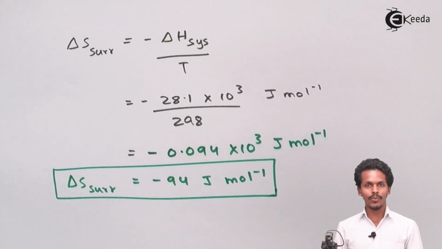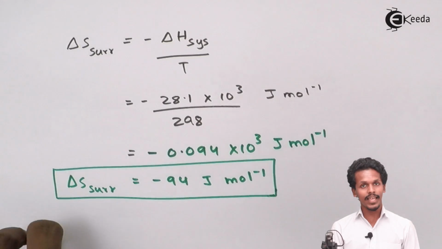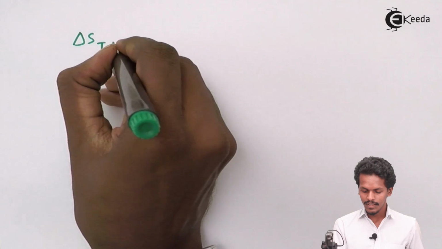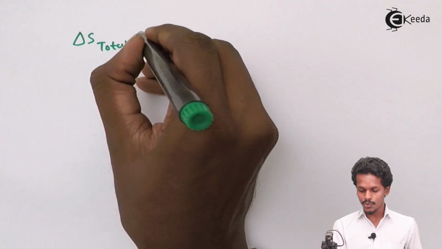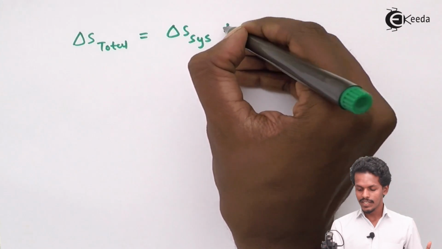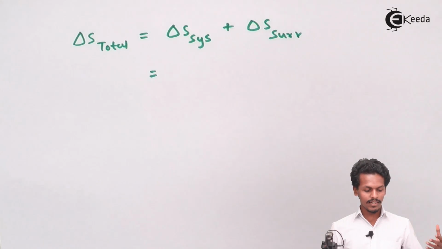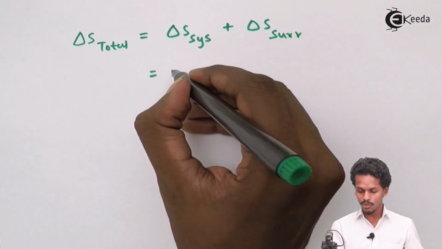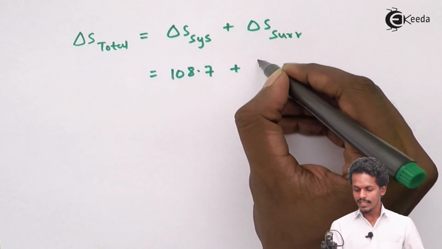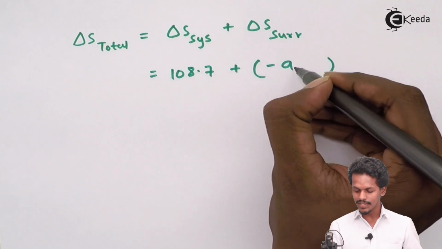We have calculated the entropy of the surrounding, but we have to calculate the total entropy change. For that we have a formula: the total entropy change is equal to the change in entropy of the system plus the change in entropy of the surrounding. In this case, the entropy of the system is 108.7, while the entropy of the surrounding was found to be minus 94.